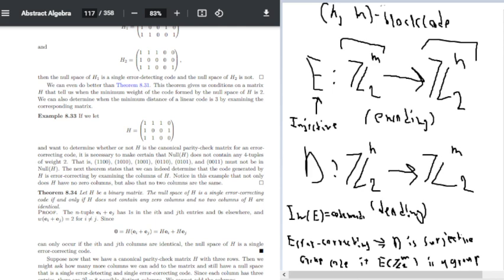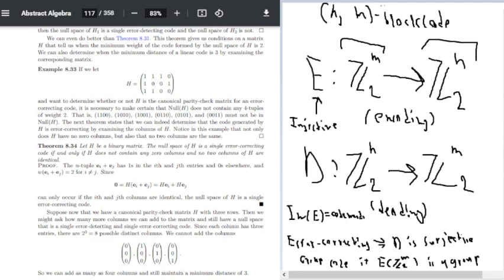Notice in this example that not only does H not have any 0 columns, but that no 2 columns of H are the same. Theorem 8.34. Let H be a binary matrix. The null space of H is a single error correcting code if and only if H does not contain any 0 columns and no two columns of H are identical. Proof. The n-tuple E_i plus E_j has 1s in the ith and jth entries and 0s elsewhere.